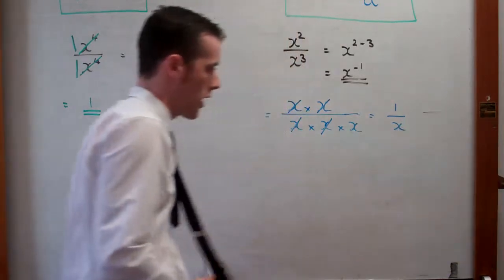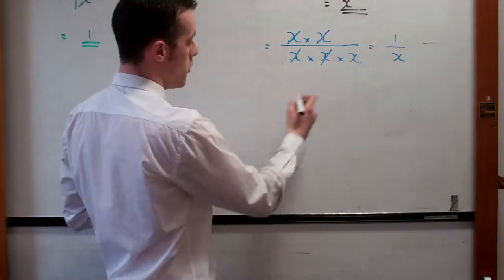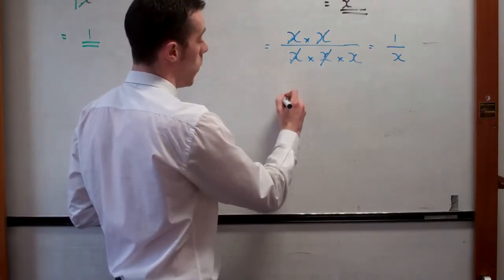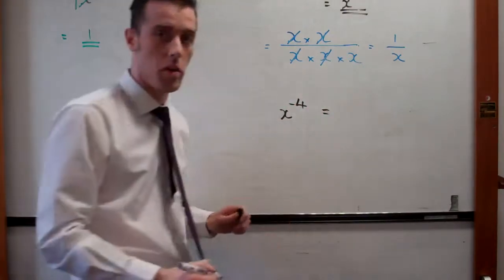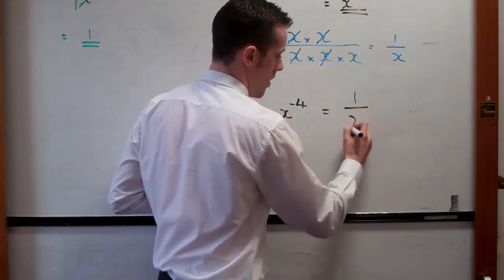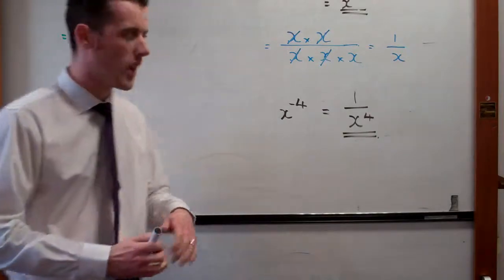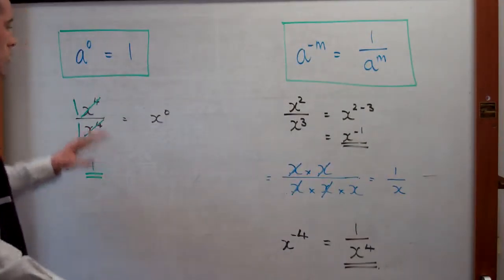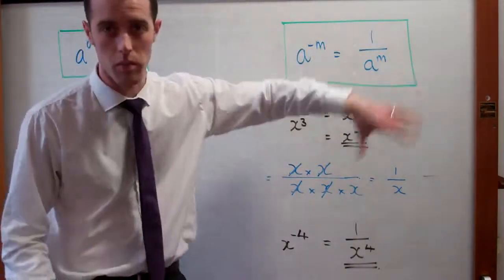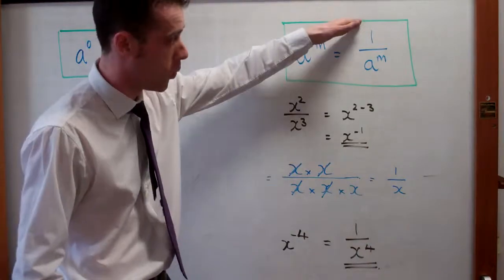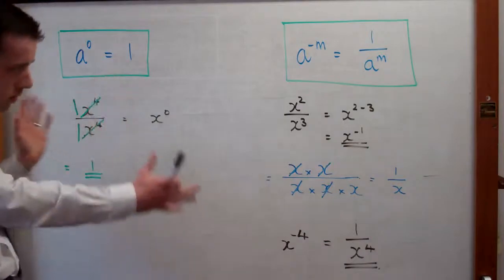Let's look at an example of how we would actually work with this in practice. If we simplify x to the power negative 4, that's going to be equal to 1 over x to the power 4. It's really that simple. So you can either learn the reasons why the rules work, which are these here, or you can just learn them by rote and say, well, if it's a negative power, I put 1 over the positive power. If it's to the power 0, I just put 1. So you can do either.